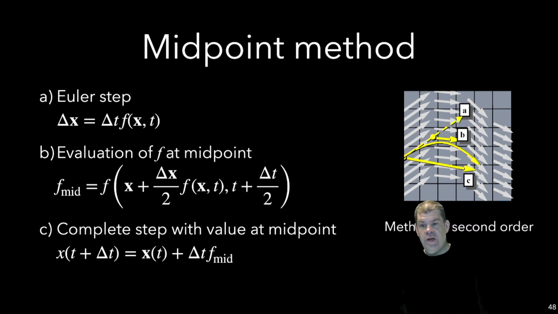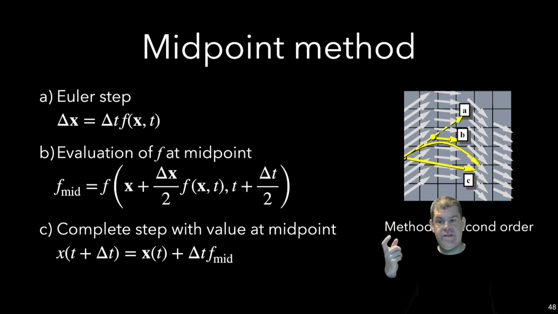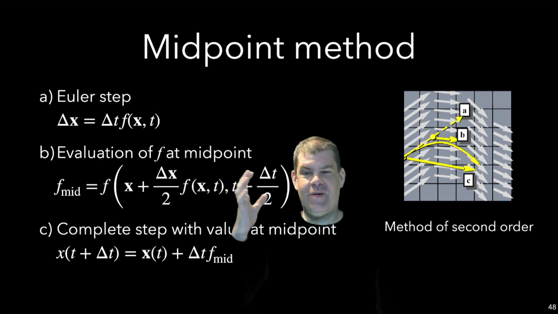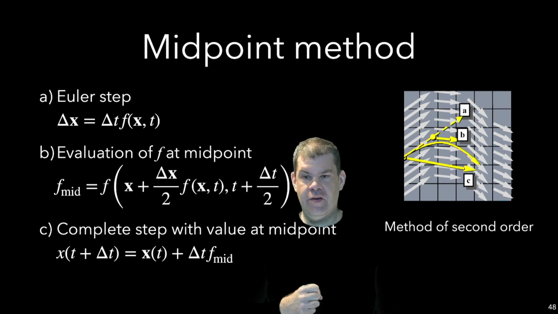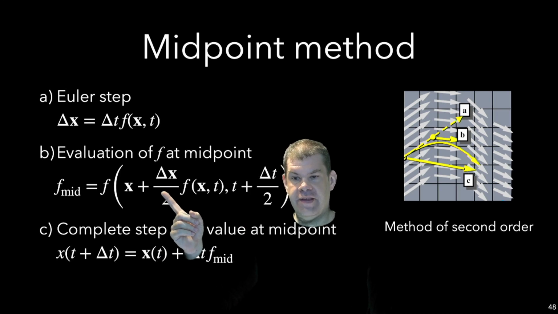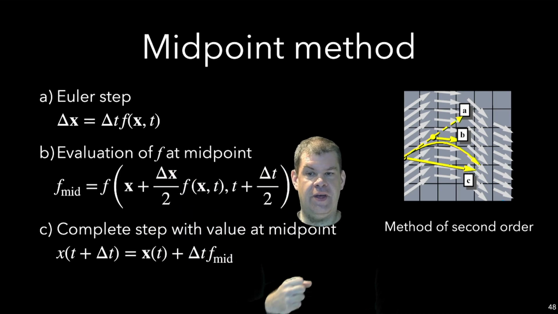So what do we do now? A little bit more mathematically speaking, the Euler step is simply delta x, so the step is delta t times the flow field. Okay. So the midpoint is, well, the middle point between the starting point and the end point. Okay, so we take the midpoint, that is the starting point, plus 1/2 of that step that I do.